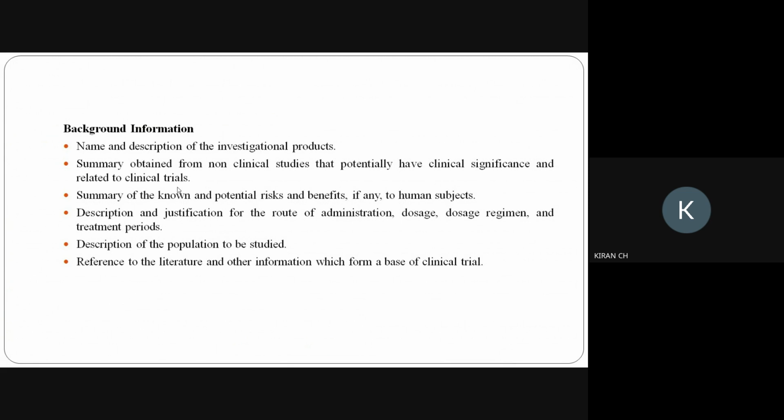So from those studies, the summary is nothing but the overall results which we obtain from the animal data. Those results will be summarized and written in this second one: summary obtained from the non-clinical studies. What data we obtained from the non-clinical studies for this investigational product, all of that we mention in the background information.